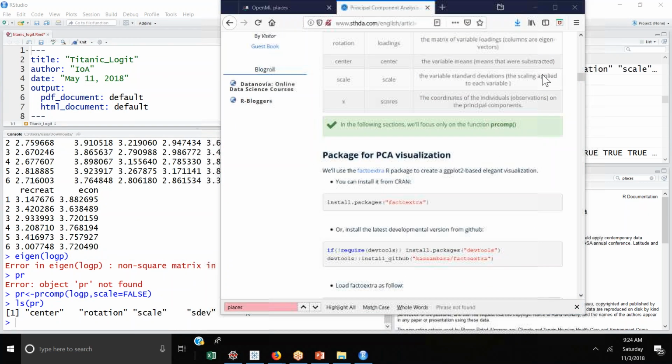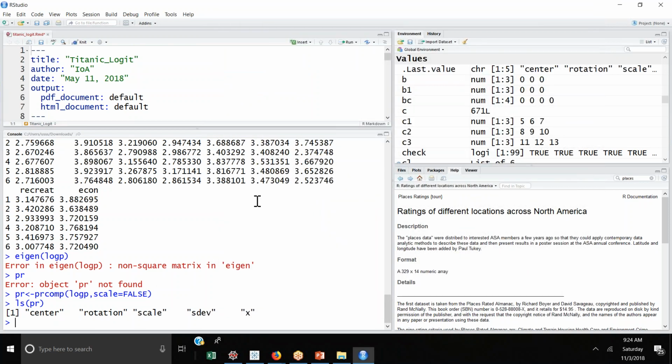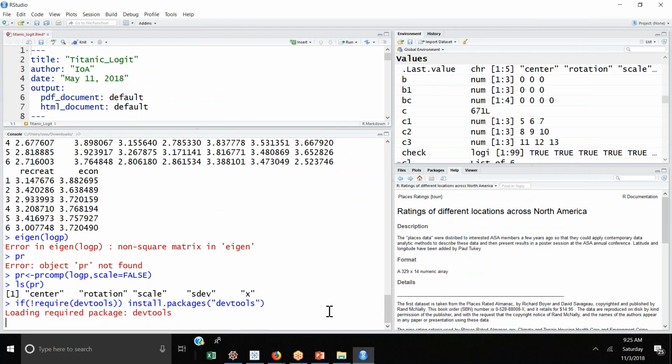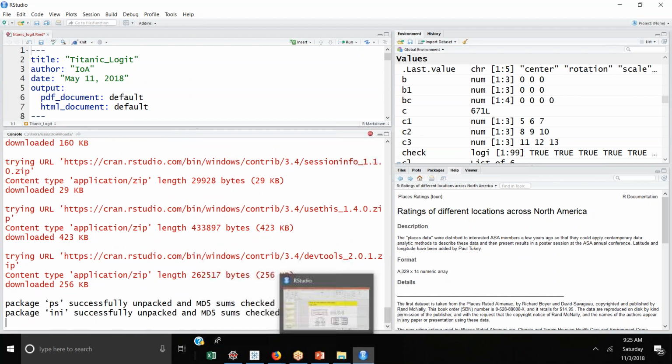In order to do some graphics, I also need another package, factoextra. I'm going to do that. Install package factoextra. I think I have it already. So I'm going to install that one. Library factoextra. There are some graphics I can do, so that's why I'm loading that also.